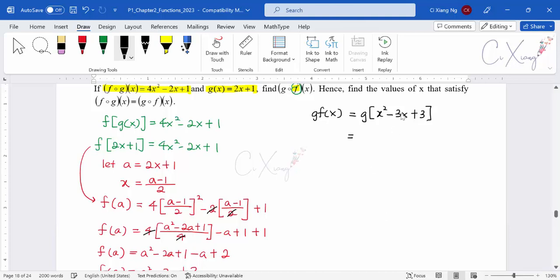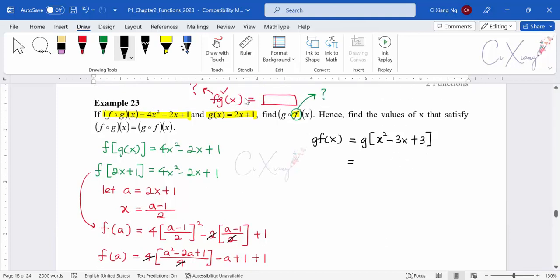Okay, substitute this whole equation into the function g. And what is my function g? It is a simple function here. So that means 2, I just copy the 2. The x, I will replace it by the whole function x squared minus 3x plus 3. And then plus 1, so I just put a plus 1 at the back. If I try to rephrase the whole equation here, by right, I should have 2x squared minus 6x, then plus 7. And this is my composite function gf.